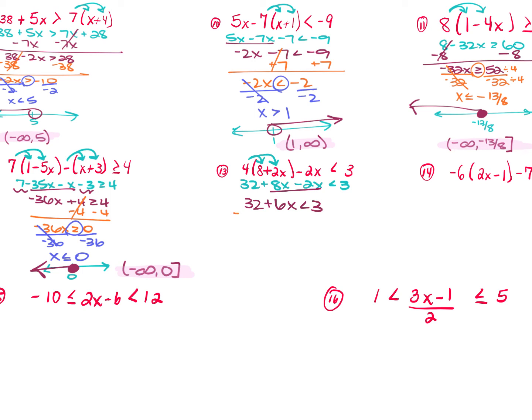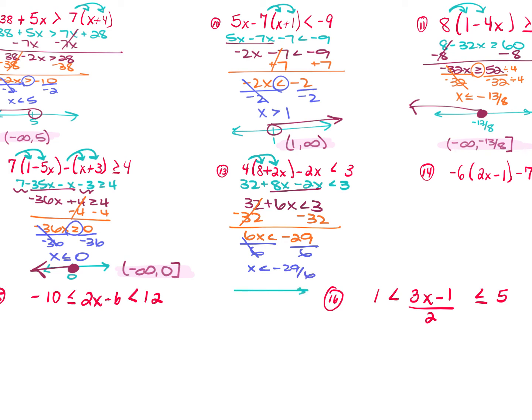From here, move your 32 over to get x by itself. This is going to give you 6x is less than negative 29. Divide each side by the 6, and that gives you x is less than negative 29 over 6.